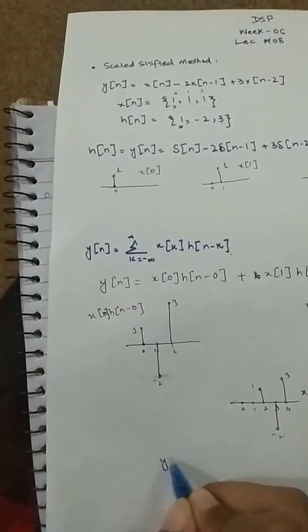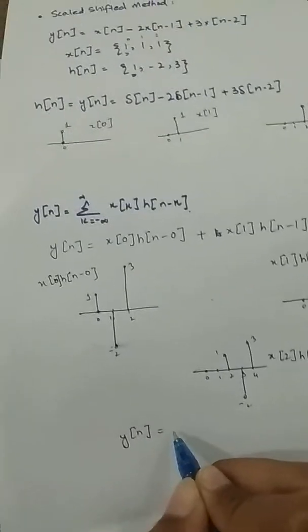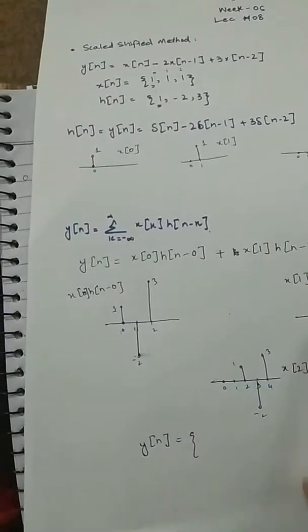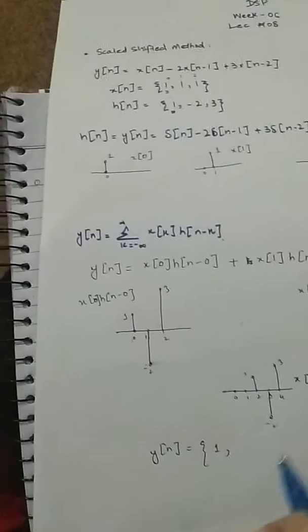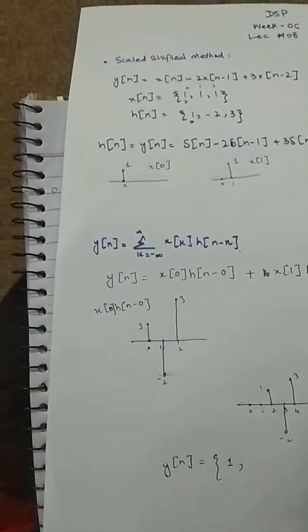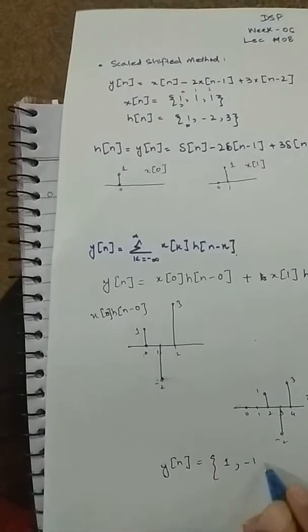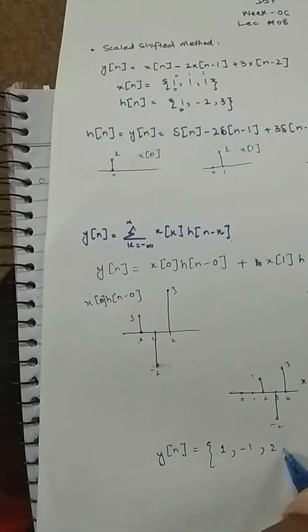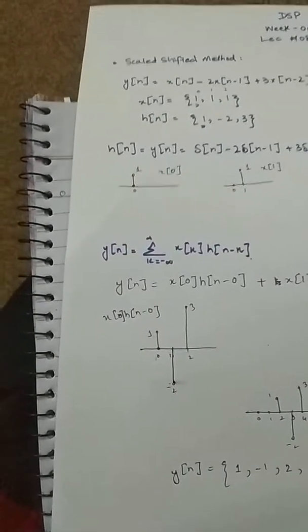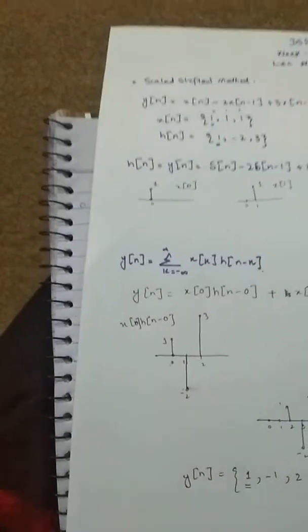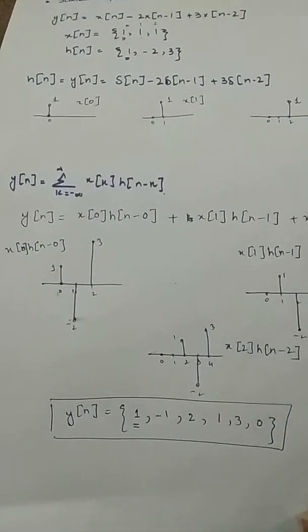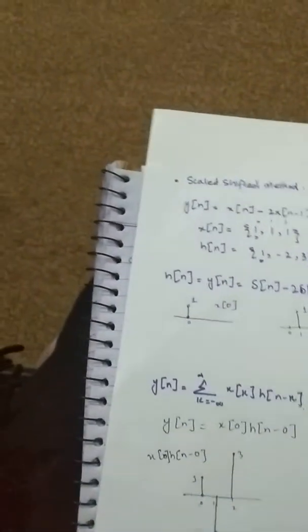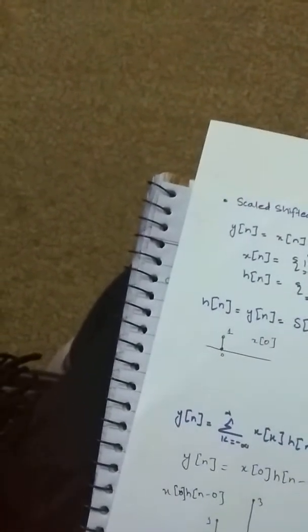Combining all these values, I will get y of n. At 0, it is 1, and no other values lie at 0, so it will be 1. At 1, minus 2 plus 1, it will be minus 1. Similarly, I'll add all the values and I will get 2, 1, 3, and 0. And the index will lie at 0. And this is the same as we got from the direct method that was previously discussed in my lecture video. So I hope this will work for you in all cases.